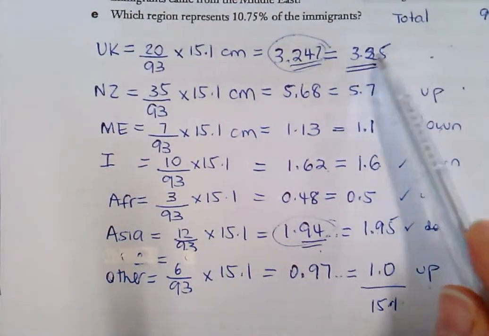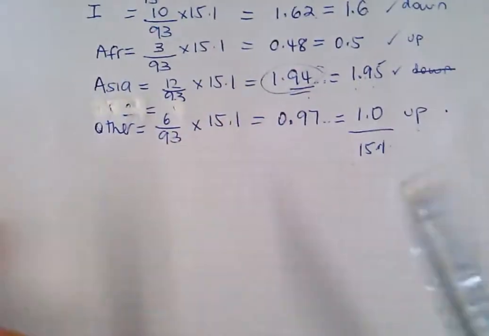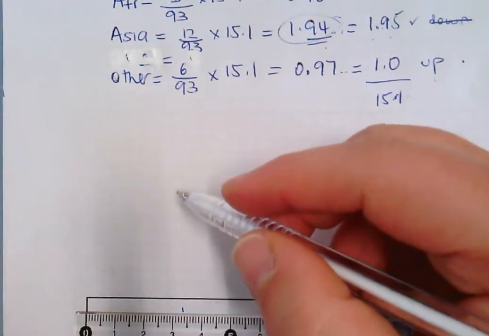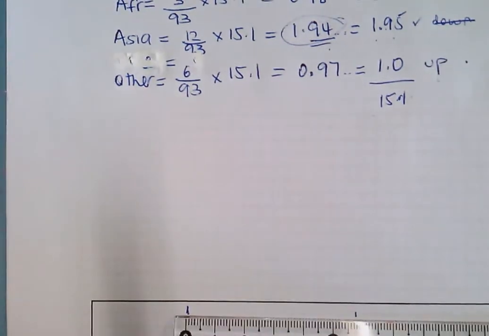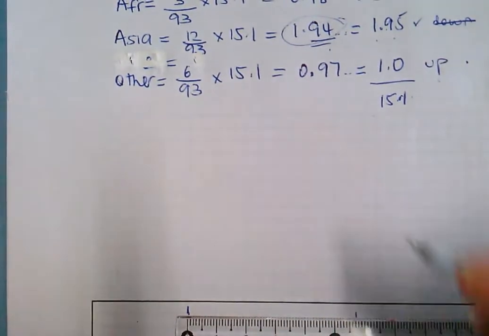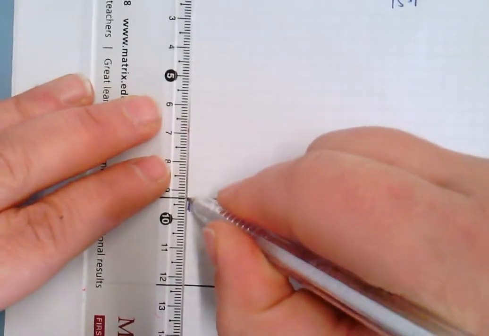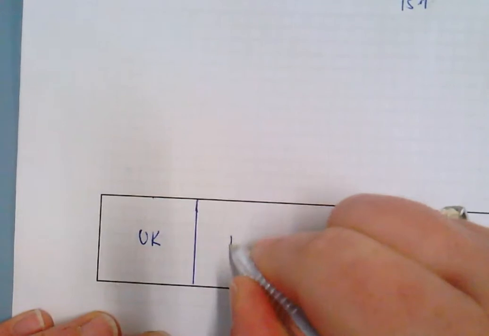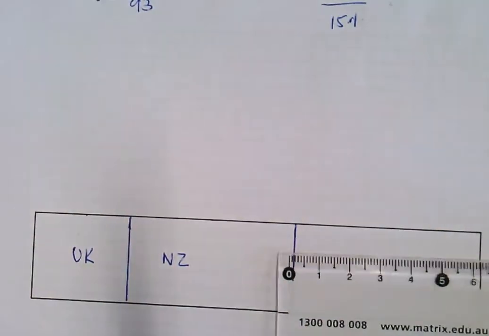So I'm going to go halfway between 3.2 and 3, halfway between 1.9 and 2. So I'll fix that up here. So 3.25, it's really hard to draw to that accuracy anyway. And then 5.7, like I said, it's really hard to make it that accurate anyway. So that's UK, that's New Zealand, etc. And you would just continue.